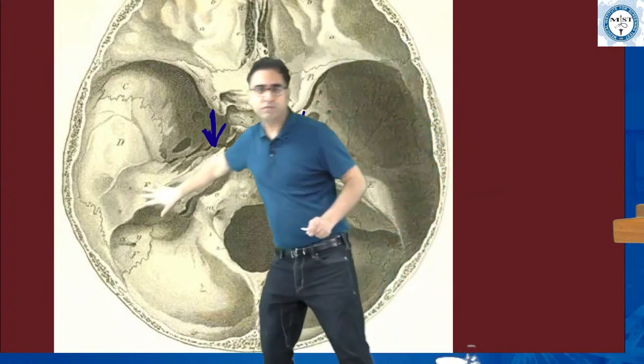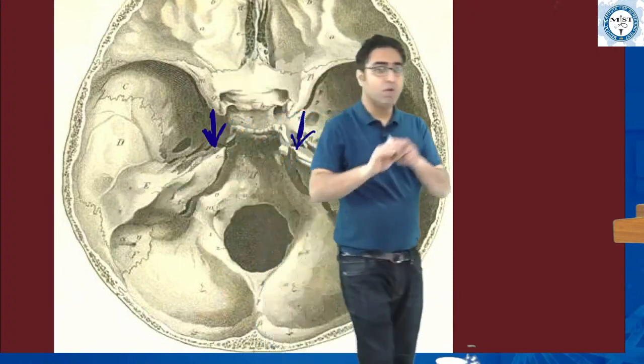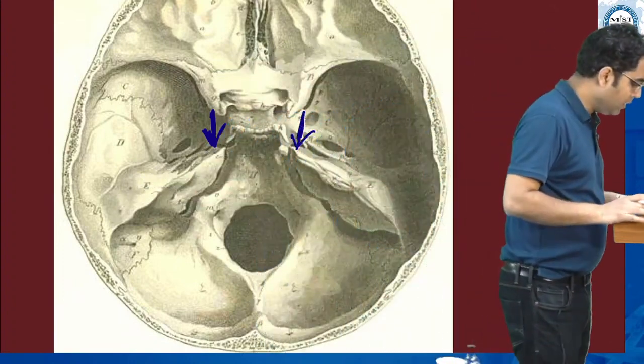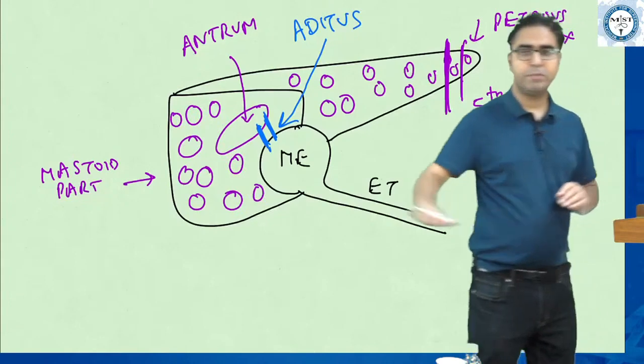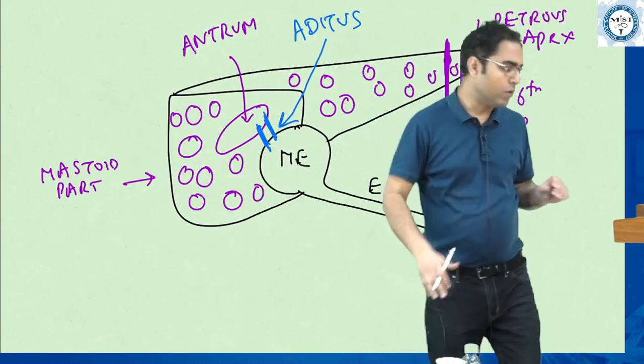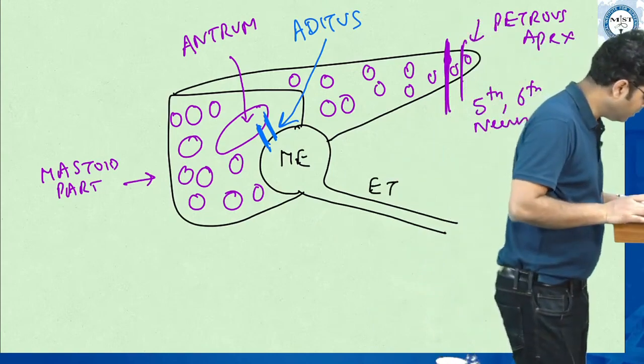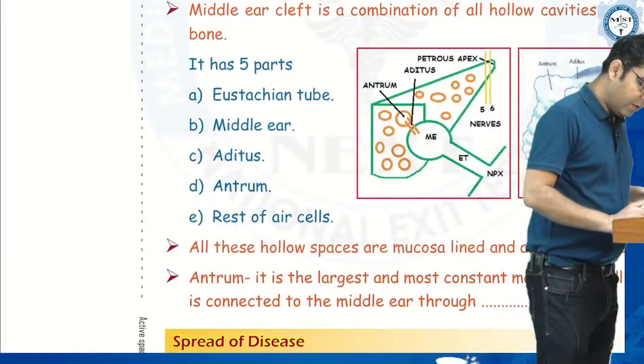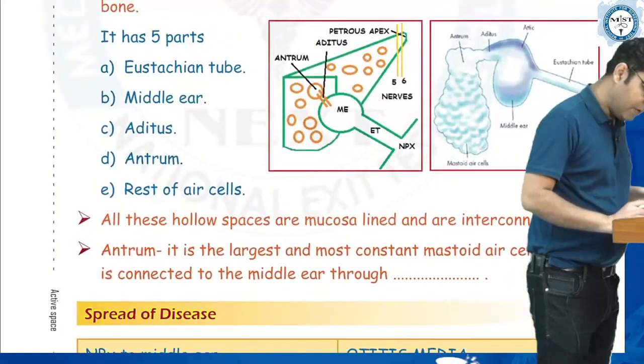So this whole bone is the temporal bone, and it is full of air cells. Now look at your diagram, which you have drawn. This is the petrous part of the temporal bone. This is the mastoid part of the temporal bone. Now read your notes, everyone.